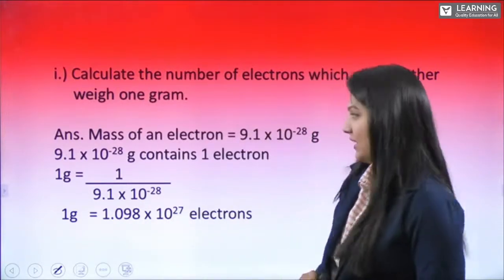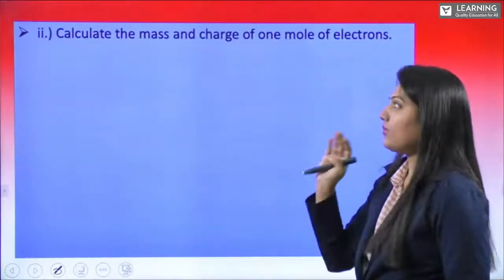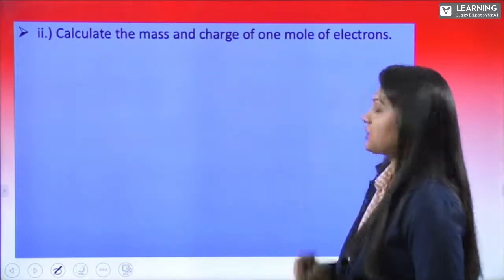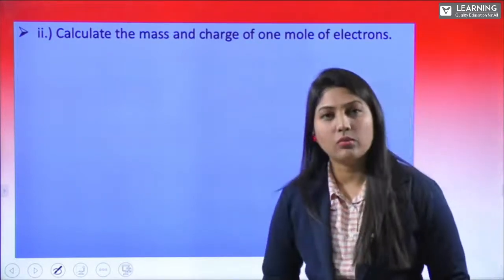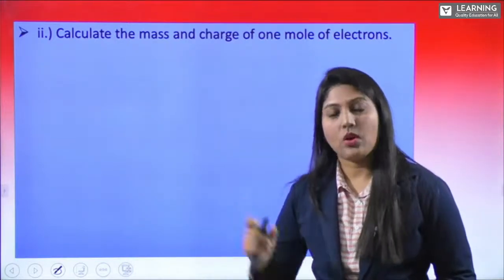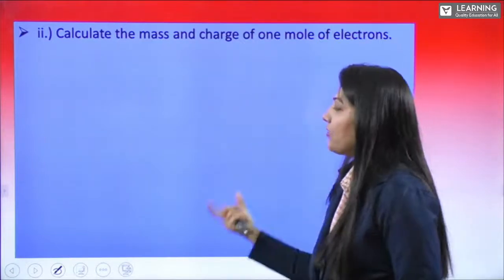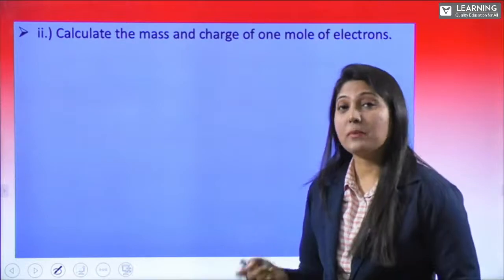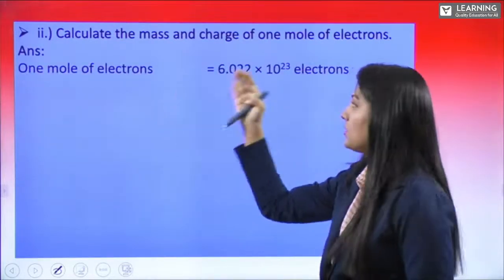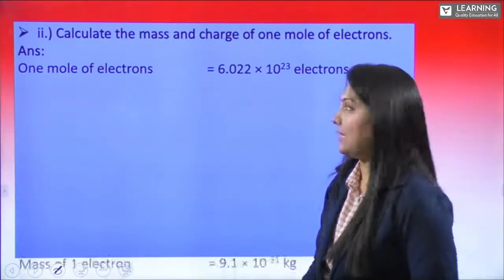Understood? Fine. Next question is, calculate the mass and charge of 1 mole of electrons. As we know, what is 1 mole? 1 mole is equal to Avogadro number of electrons or any of the particles. So regarding that, we can find out the number of electrons present in 1 mole. So 1 mole of electrons is equal to 6.022 into 10 raised to 23 electrons.